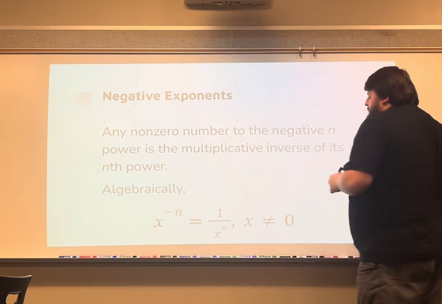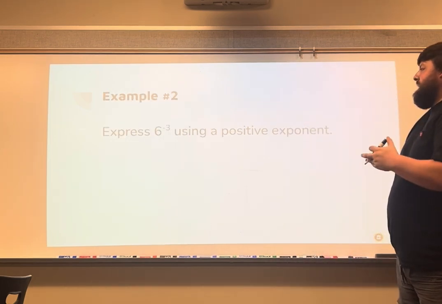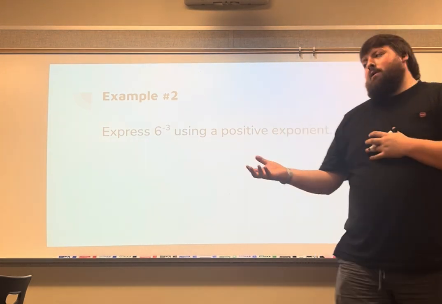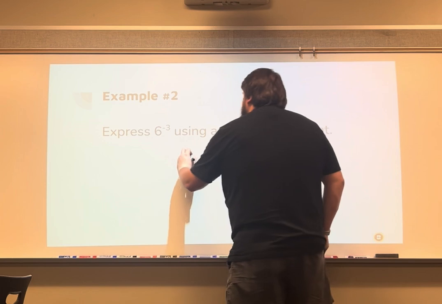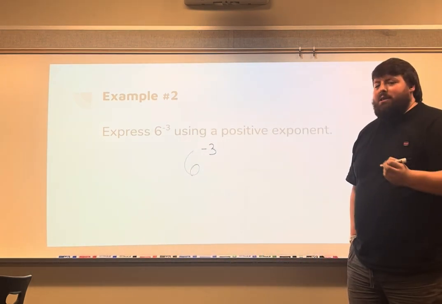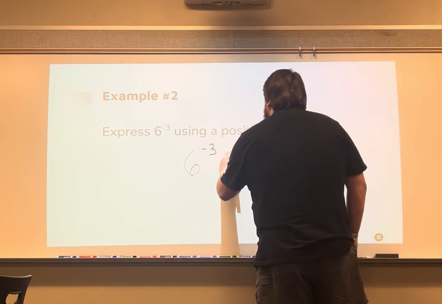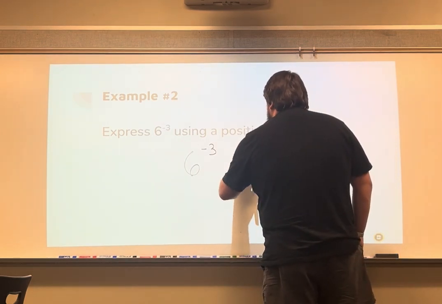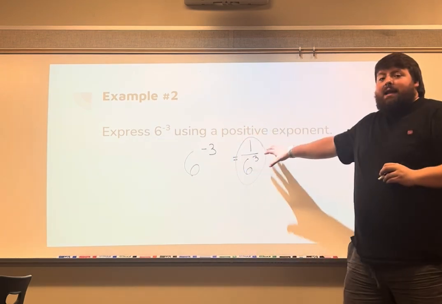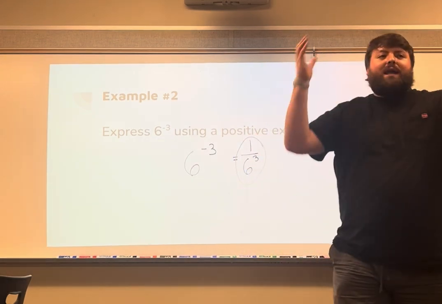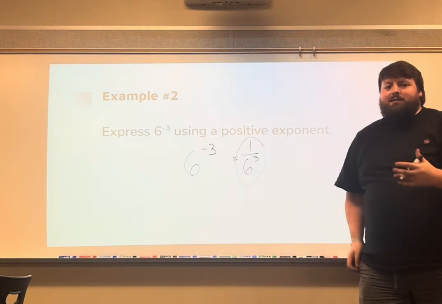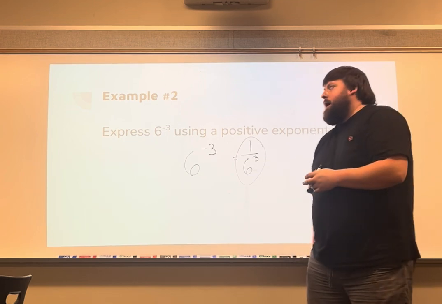Continuing on, the first couple of examples just ask us to write things with either a positive or negative exponent. If I have 6 to the negative 3rd, and I write that with a positive exponent, I'm writing it as 1 over 6 to the 3rd. That is now a positive exponent. I've not changed the value, but I have shown it with a positive exponent.